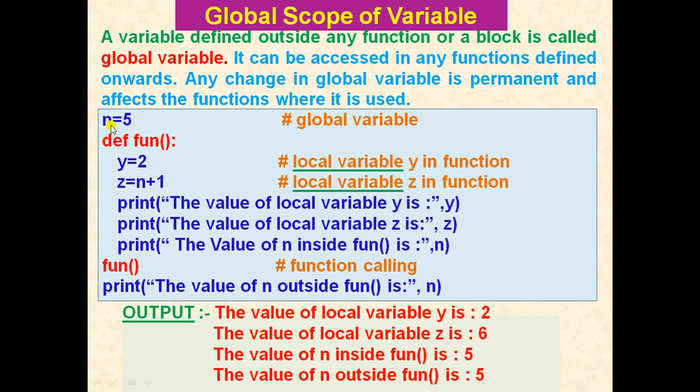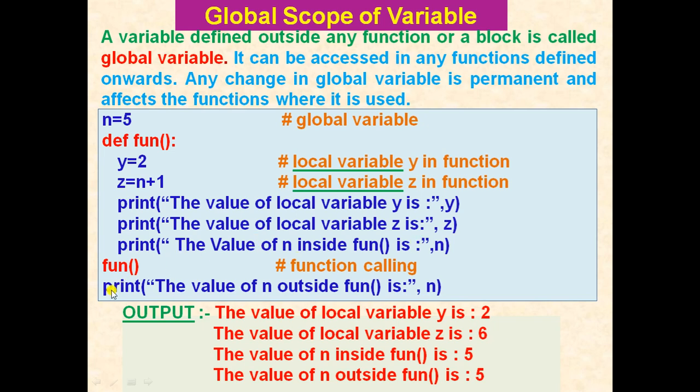Here a global variable n is equal to 5. n is a global variable because it is outside the function. Here a function fun is defined having y as a local variable and z as a local variable, and here we are displaying the values of y and z. The new thing is that we are changing the value of z depending on the global variable. Means as the global variable changes, the value of the local variable also changes. Means changes in a global variable affect the value of the local variable where it is used.